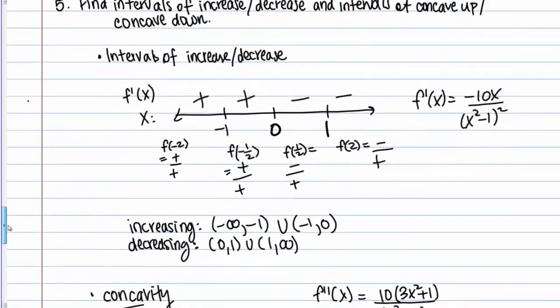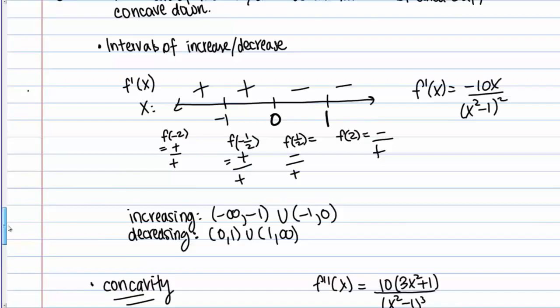Okay, so this is when we were working on intervals of increase and decrease, and we found this chart here. Local maximums or minimums occur when the derivative changes sign, as long as it's changing sign at a point that actually exists in the domain of the function. So in our case, where does the derivative change signs?